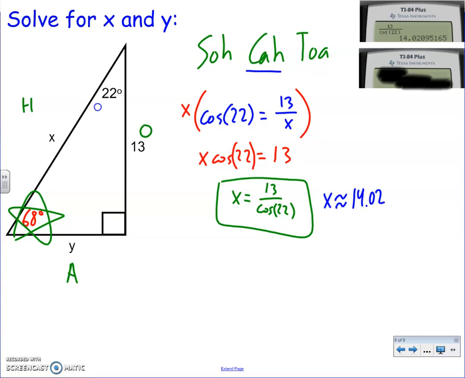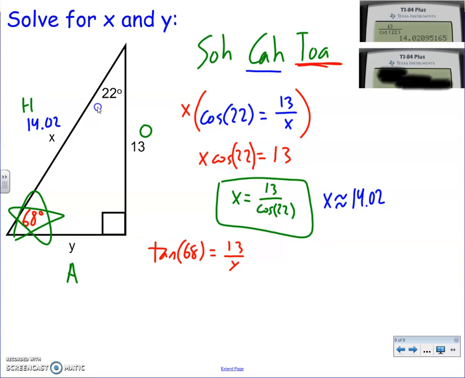Now technically we know H is about 14.02, which you could use, but you shouldn't use an answer that you just found that's rounded. That's bad, unless you use the exact number. So I'm going to avoid using H. I'm going to use O and A. The one that has O and A is TOA, tangent. So tangent of 68 degrees equals the fraction O, which is 13, over A, which is y.